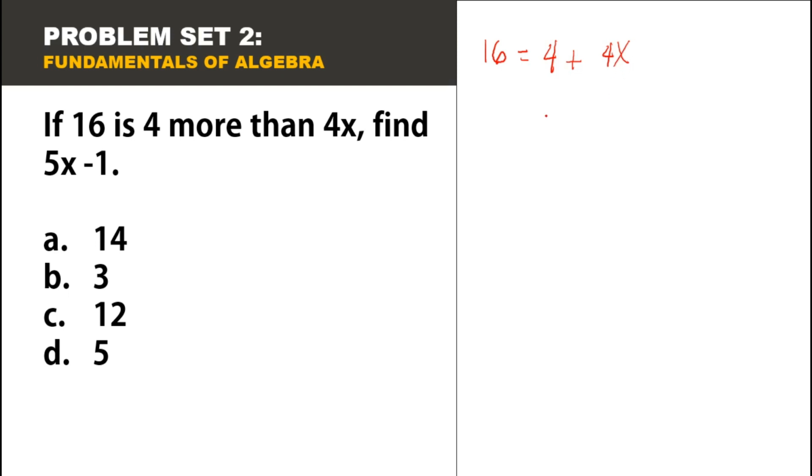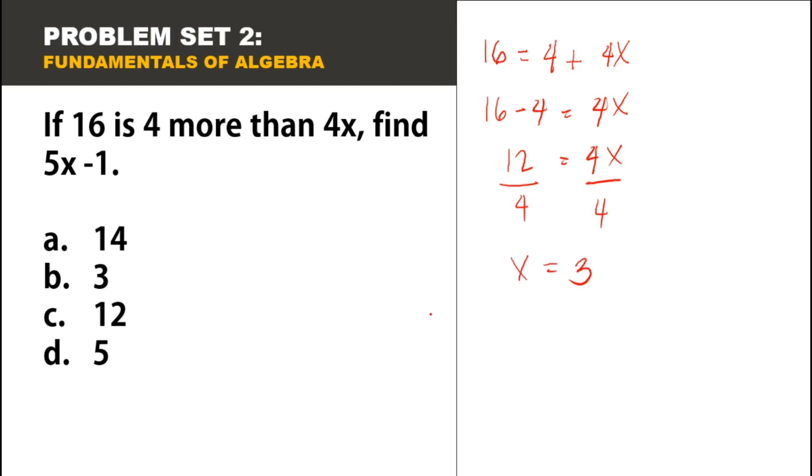So we subtract 4 from both sides. We have 16 minus 4 equals 4x. So 16 minus 4, we have 12 equals 4x. So we divide both sides by 4. We have x equals 3.